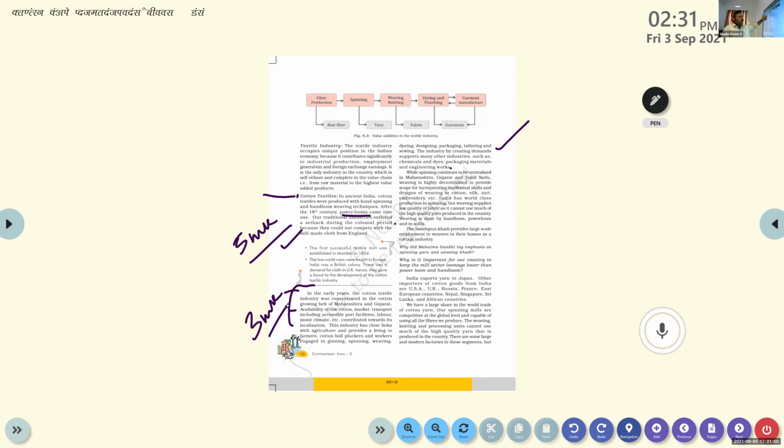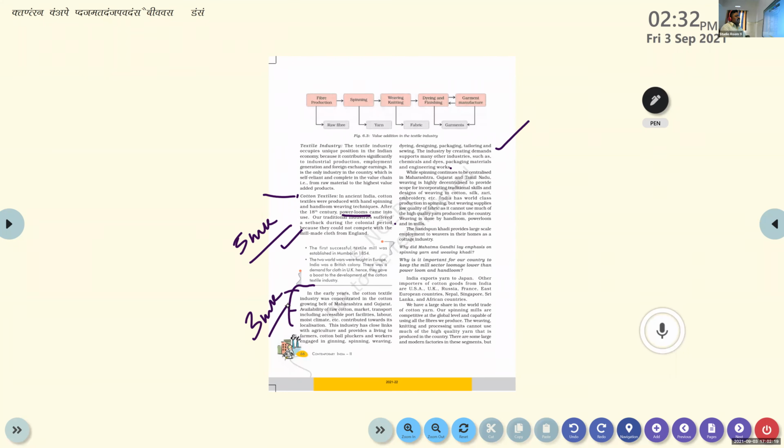At the same time, weaving is highly decentralized. Weaving, in the sense, what is that? Preparing or making cotton fabric, cotton cloth, by using this cotton thread. That's called weaving. It is decentralized. Clear or not? Not in one particular place. A number of weavers are there in our country, we know that, right? They are not located in a particular area. They are working from different areas, so we can say weaving is decentralized.